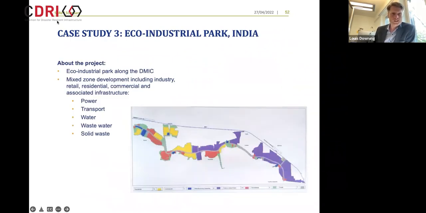All right. Going to a third case study, totally different once again, but back in India. So an eco-industrial park in India. This is one that was along the Delhi-Mumbai industrial corridor.